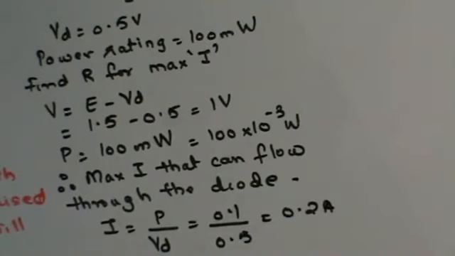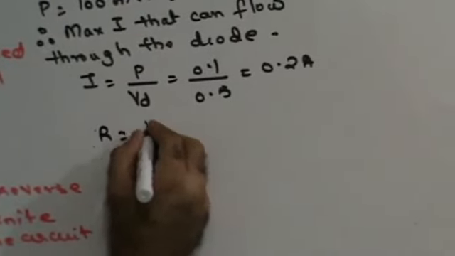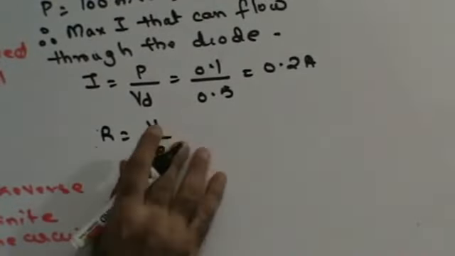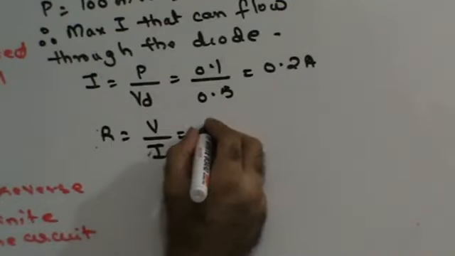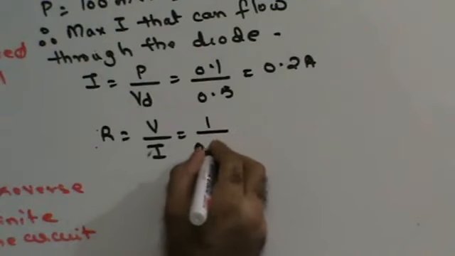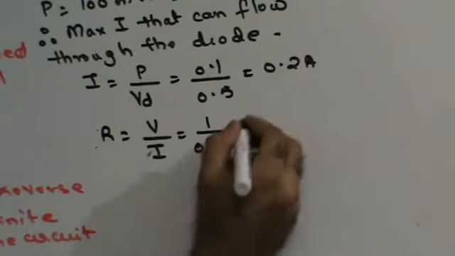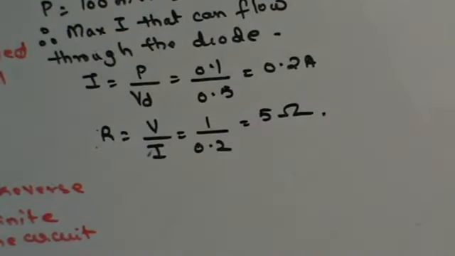Once I know my max current, then I can find out the resistance. Resistance is nothing but V upon I, right? Potential drop across the external resistance is 1 volt, current is 0.2 amps, which is going to be 5 ohms. Hence, a resistance of 5 ohms should be connected so as to have maximum current flowing through the circuit.